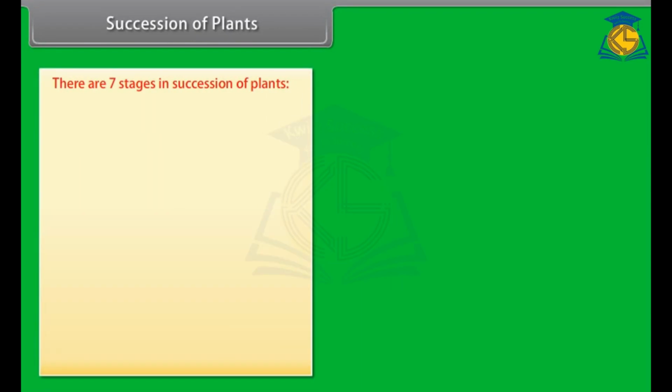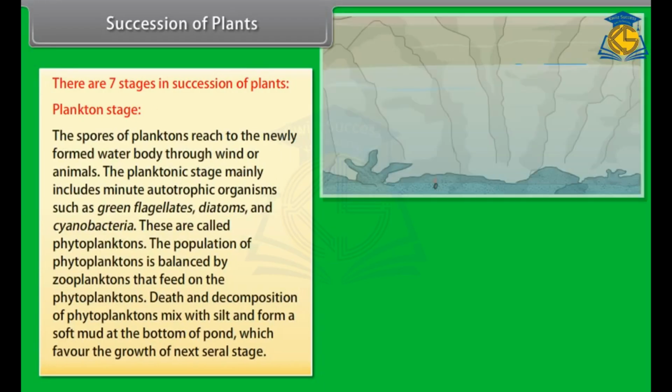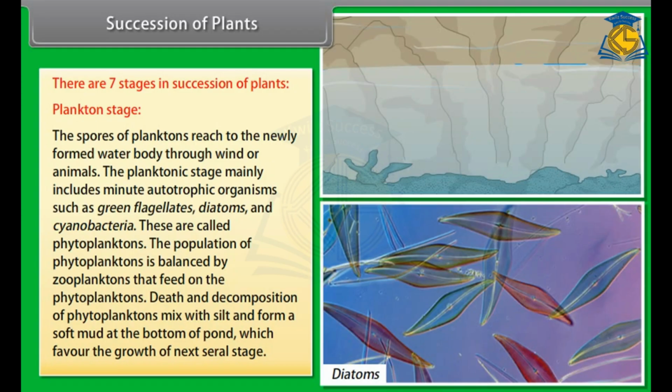Succession of plants. There are 7 stages in the succession of plants. Plankton stage. The spores of planktons reach a newly formed water body through wind or animals. The planktonic stage mainly includes minute autotrophic organisms such as green flagellates, diatoms, and cyanobacteria. These are called phytoplanktons. The population of phytoplanktons is balanced by zooplanktons that feed on them.